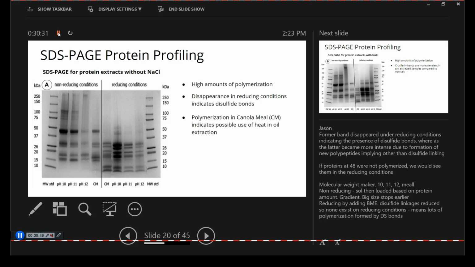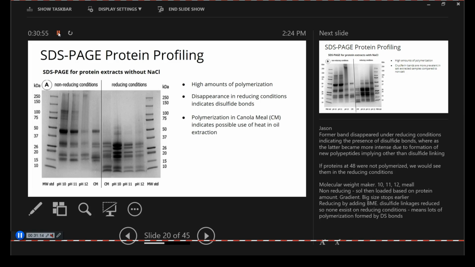It seems to me there's a problem with their gel. They did say that they loaded based on protein concentration, but you don't see polymers, and you don't see monomers either. So yeah, both of the gels in both the manuscripts weren't great.